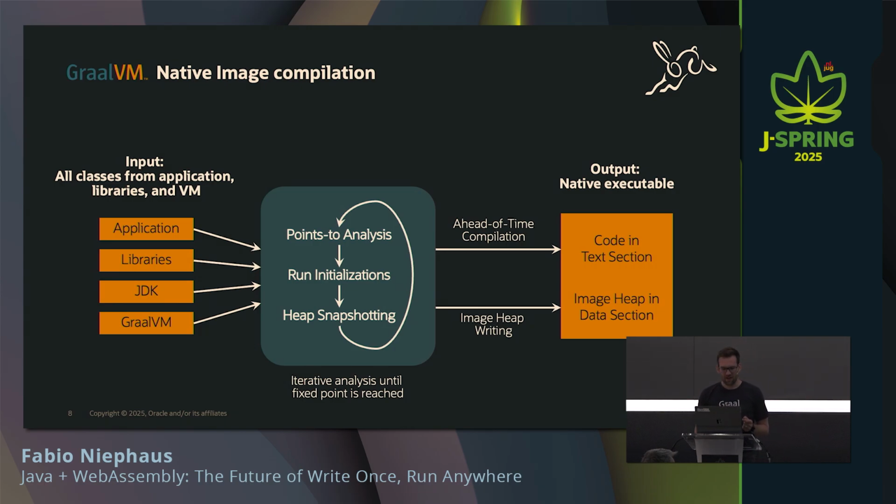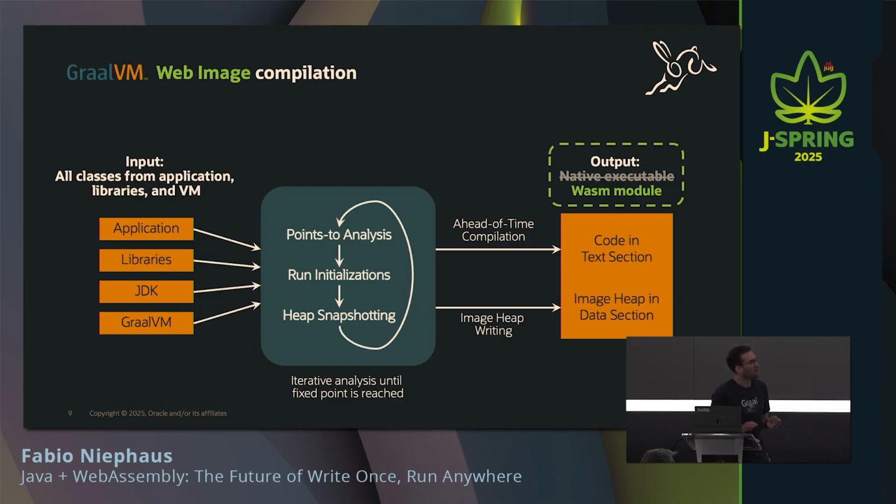In the case of Web Image, we simply just changed what the Graal compiler produces. So we still get an image heap, but we don't get native machine code, we get WebAssembly instructions. Right? So it is a lot of work to get this done, but we didn't have to rebuild everything. It's still the same pipeline.